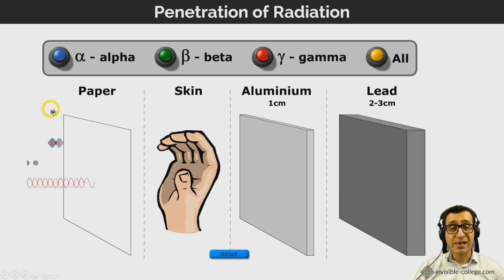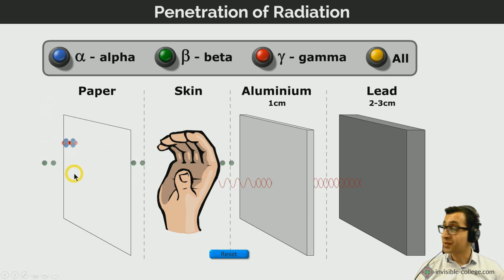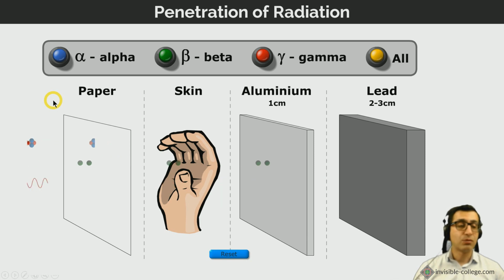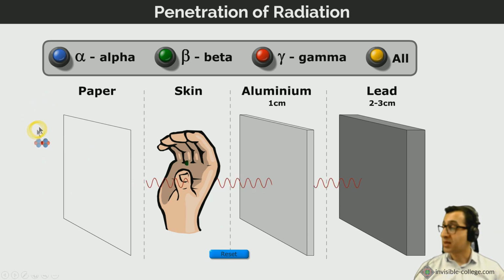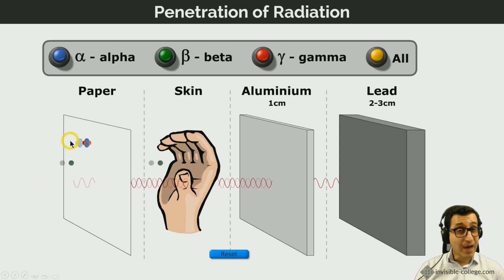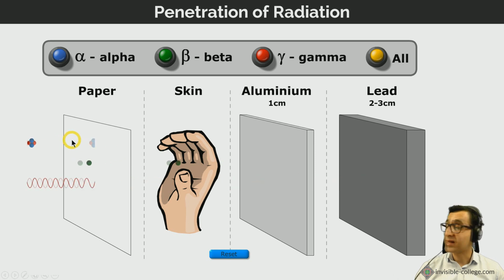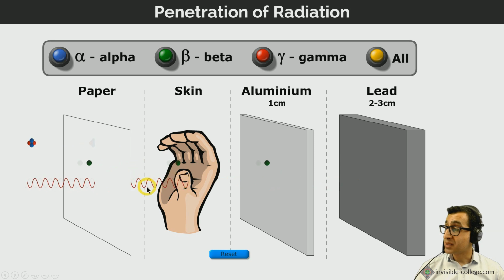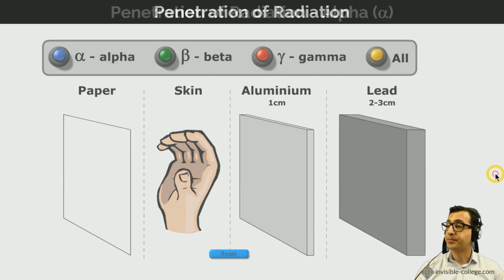Now, the penetrating power and also the ionizing powers of these types of radiation are what determine the relative levels of risk and harm that these types of radiation will cause. Alpha particles are highly ionizing but weakly penetrating. Beta particles are moderately ionizing and moderately penetrating, and gamma rays are very weakly ionizing, but highly penetrating.